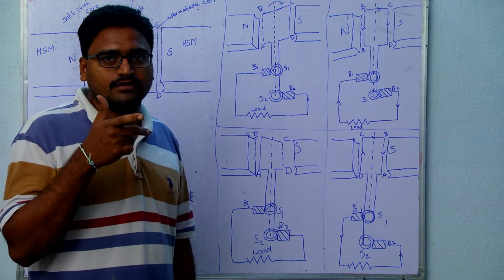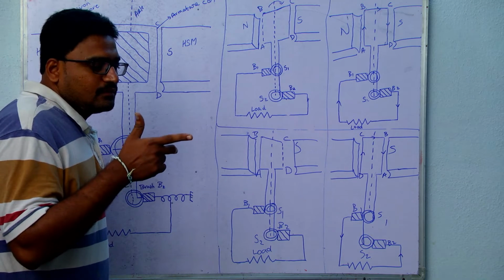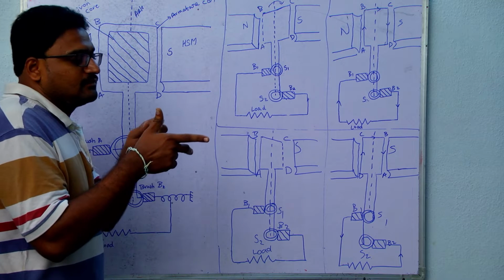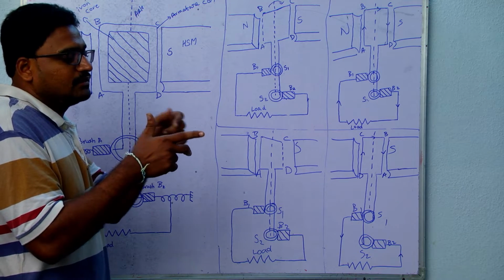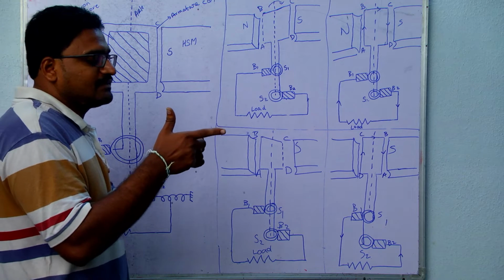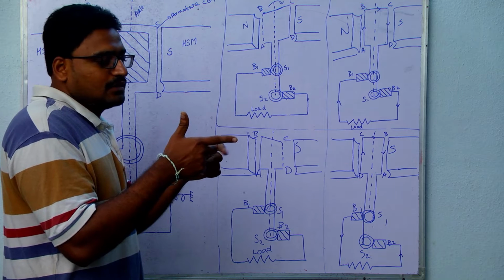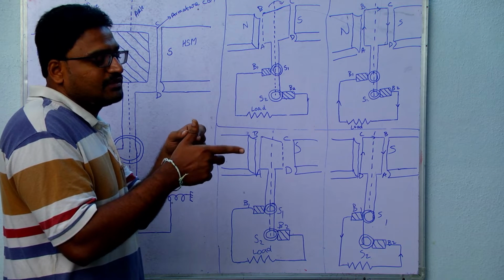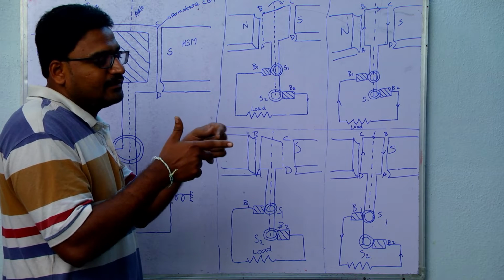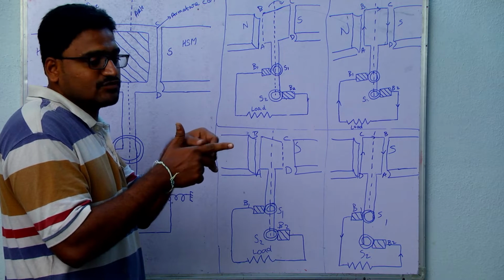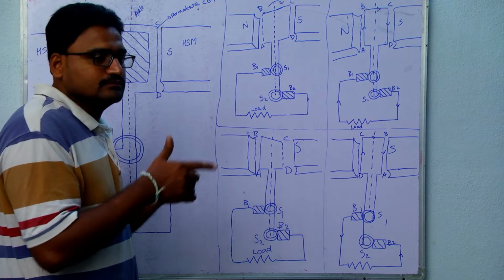What is Fleming's right hand rule? Stretch your three fingers: thumb, forefinger, and center finger, such that these three are mutually perpendicular to each other. Then if the thumb denotes the direction of motion and the forefinger denotes the direction of the magnetic field, the center finger gives the direction of the induced current.